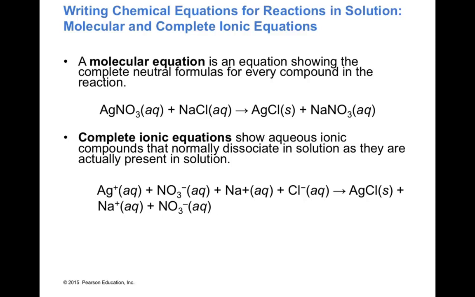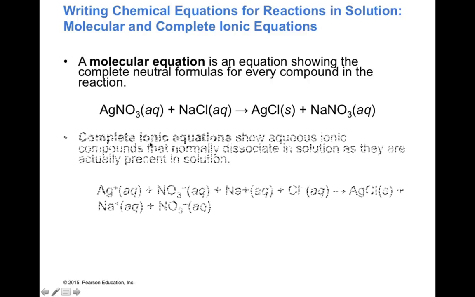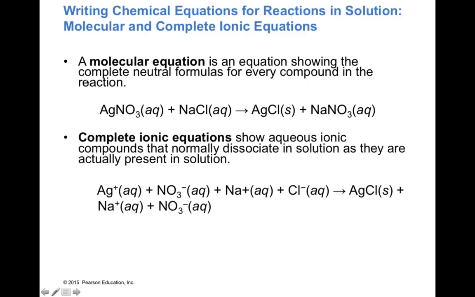This shows aqueous ionic compounds normally dissociated in solution, as they are actually present in solution. So for example, silver nitrate, as I mentioned before, this will give you a hint if that ionic compound is dissociated or not. When you have an aqueous solution, that means that you're going to have this solid dissolved and dissociated in solution. So that means that you're going to have the ions separated in the solution. So that's why we write here the silver cation, +1 in aqueous solution, the nitrate also -1 in aqueous solution.